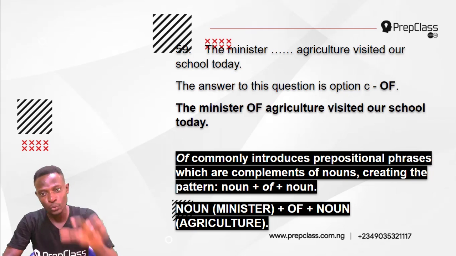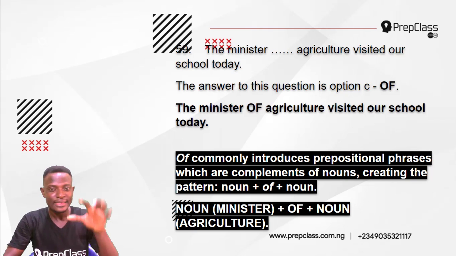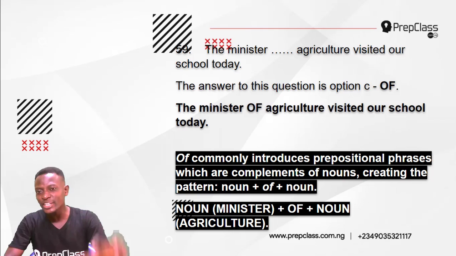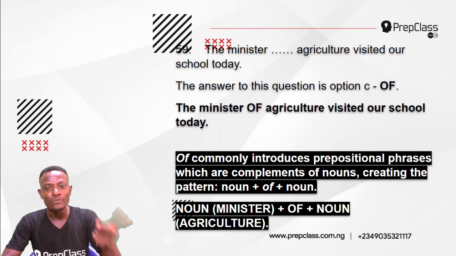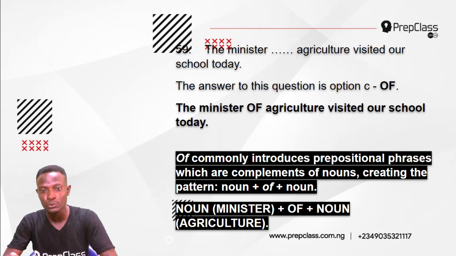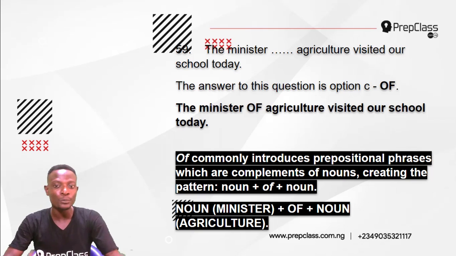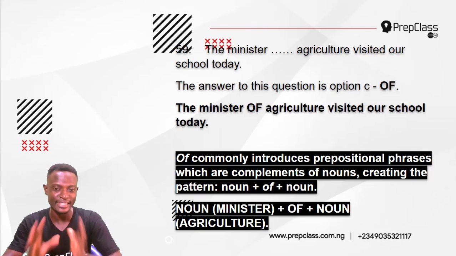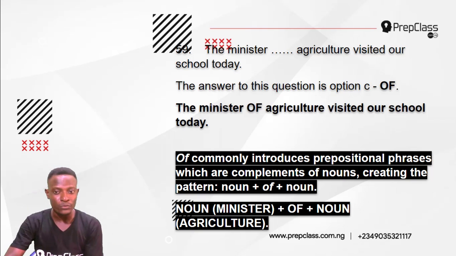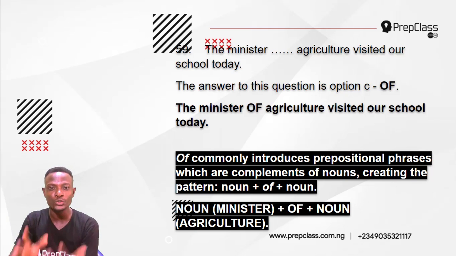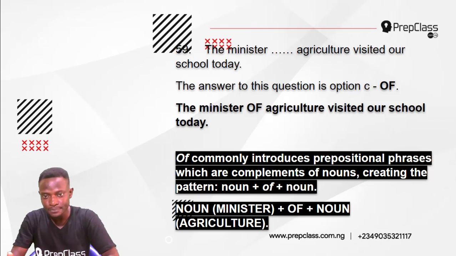The answer to this question is option C, of. The minister of agriculture visited our school today. Of commonly introduces prepositional phrases which are complements of nouns, creating the pattern noun plus of plus noun. So in this sentence we have a noun, minister, plus of, plus another noun, agriculture. The minister of agriculture visited our school today.